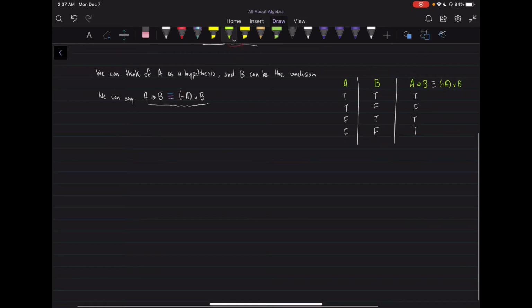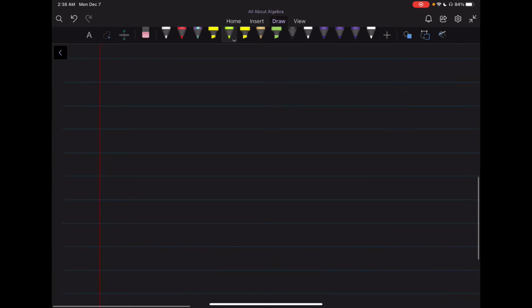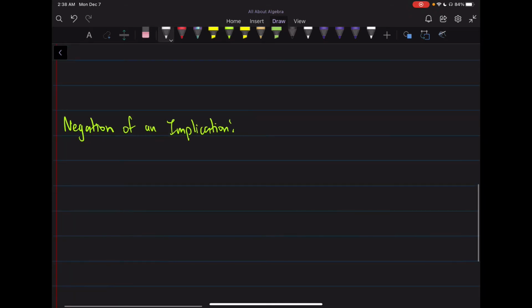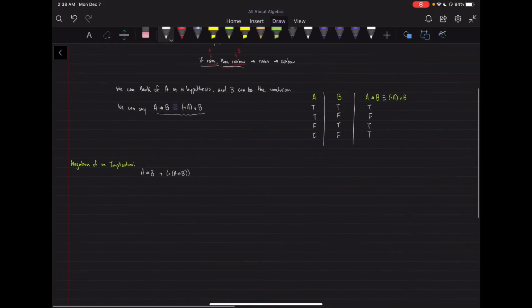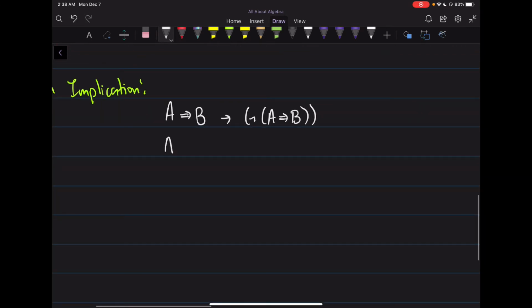Now there's a couple more things I would like to talk about. First, let's talk about the negation of an implication. Right? So you might look at it and you might be like, well, how would I negate an implication? How would I go from this to finding this, right? Well, here's a very, very nice trick.